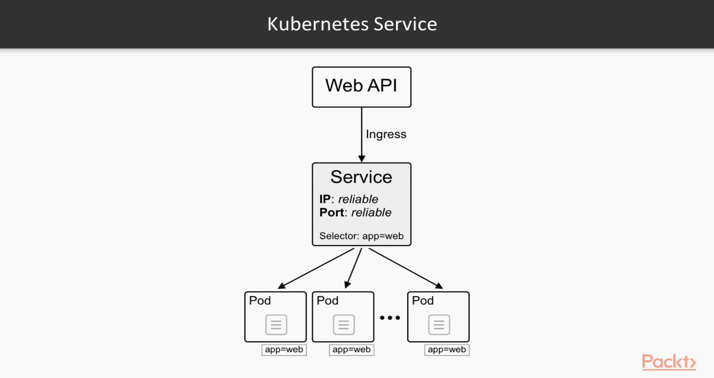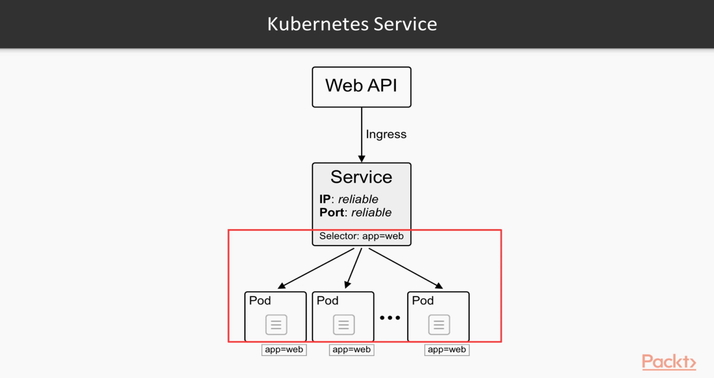They are meant to provide stable endpoints to ReplicaSets or deployments, as shown here on the slide. In the diagram in the center we see such a Kubernetes service. It provides a reliable cluster-wide IP address, also called a virtual IP or VIP, as well as a reliable port that's unique in the whole cluster.